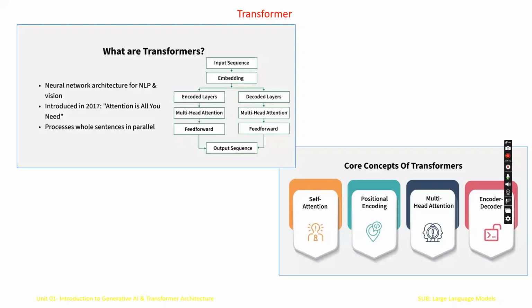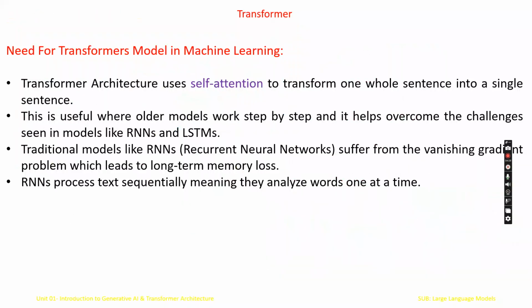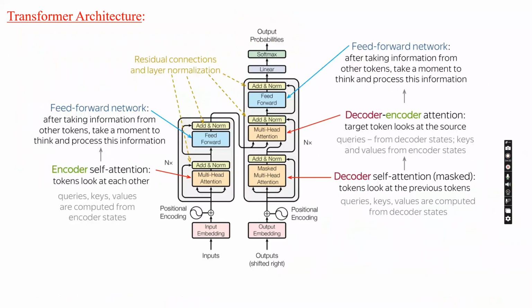Transformers solve this limitation using a mechanism called self-attention, allowing every word to interact with every other word simultaneously. This significantly improves both speed as well as accuracy. Now, we will discuss the transformer architecture. Let's understand the overall architecture of the transformer.